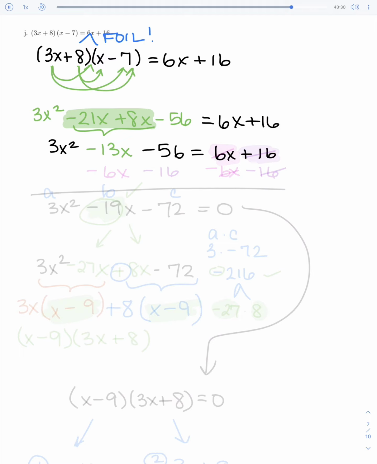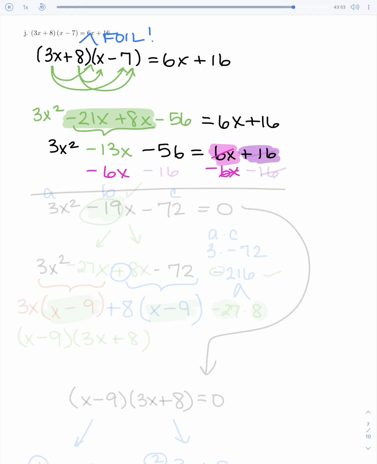Just like all the problems before this, the problem is that it doesn't equal 0. So I need it to equal 0. So I need to get rid of two things. I need to get rid of the 6x over here and the positive 16. One thing at a time. Getting rid of the 6x means I'm going to subtract a 6x from both sides.